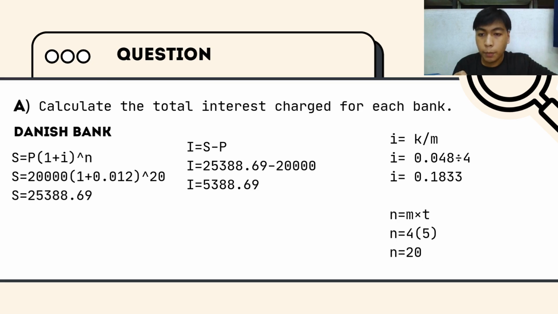For Danish Bank, we still use the same formula. S equals P open bracket 1 plus i close bracket power of n. S equals 20,000 open bracket 1 plus 0.012 close bracket power of 20. The answer is 25,388.69. To find the interest, we also use the formula I equals S minus P. I equals 25,388.69 minus 20,000. The answer is 5,388.69.